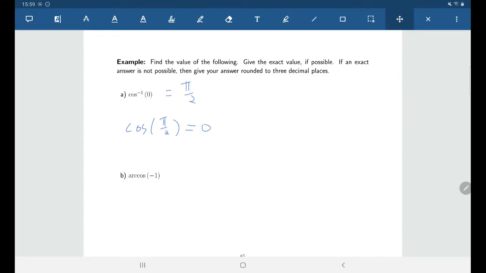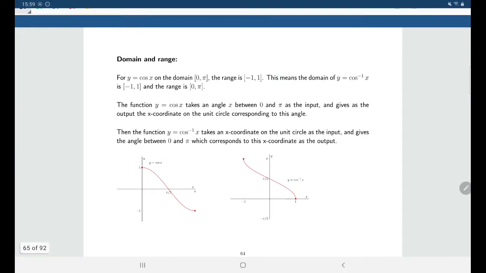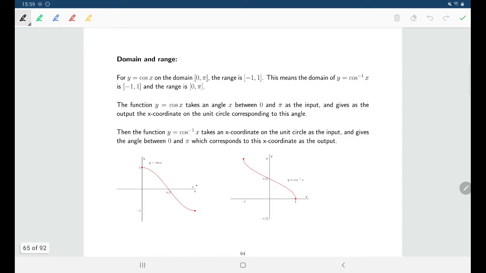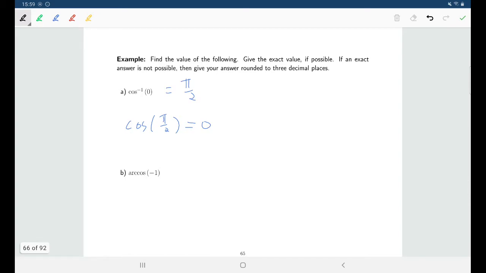Similarly, arc cos of -1, we're wondering what angle gives us a value for cosine of -1. And if we're thinking back to our restricted domain, when x is pi, the y value is -1. We had that point (pi, -1) on our graph of cosine. So we know that since cosine of pi is -1, then arc cosine of -1 is pi.